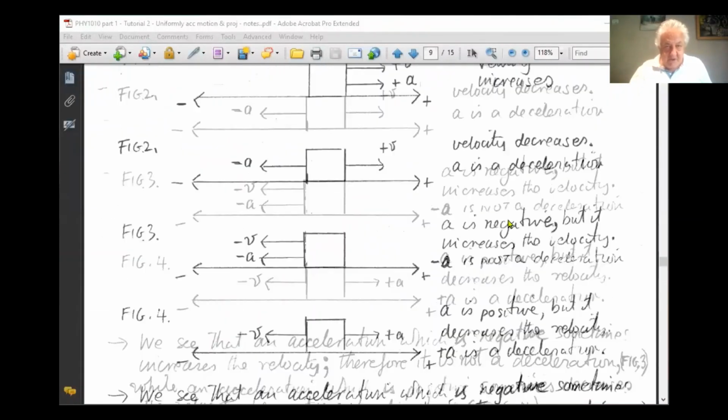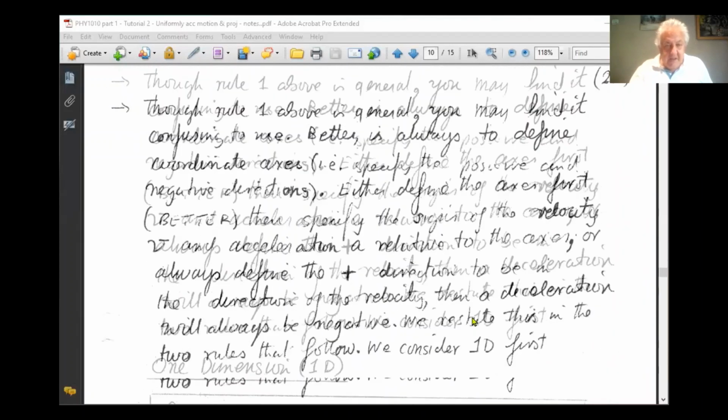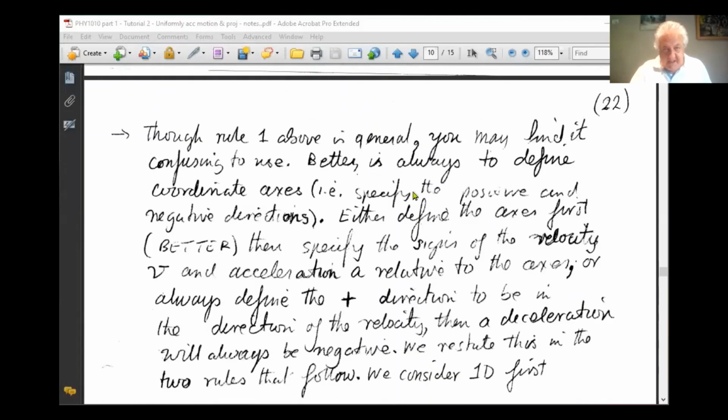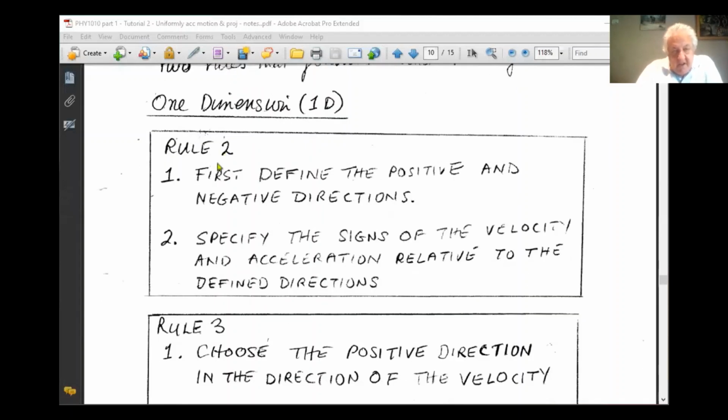Let me just make sure you've got the diagrams. These are the diagrams drawn neatly. These are the rules. I think this basically explains the rules, but the rules are stated here. So let me focus on here. Rule 2, first define the positive and negative directions. We're looking at one dimension to begin with. Specify the signs of the velocity and acceleration relative to the defined directions. This is what I did on the whiteboard for you.